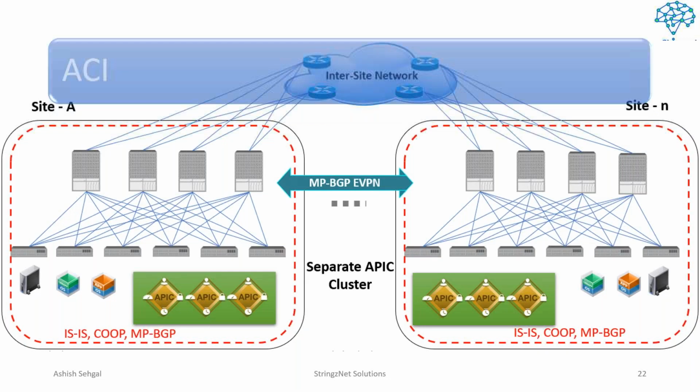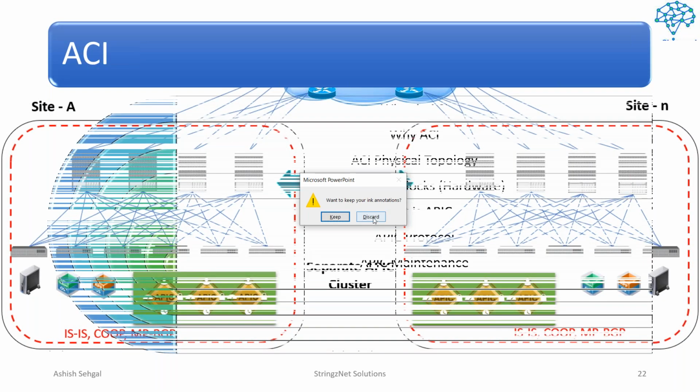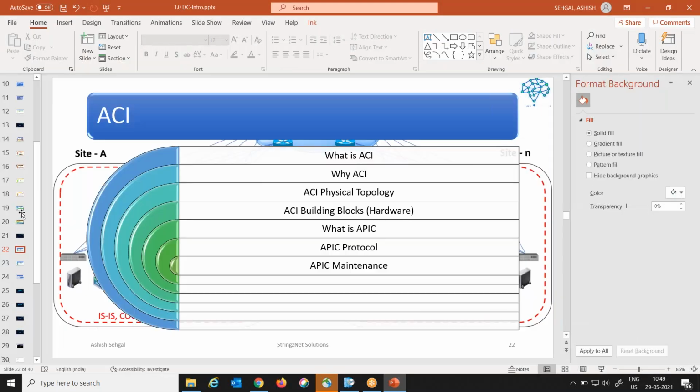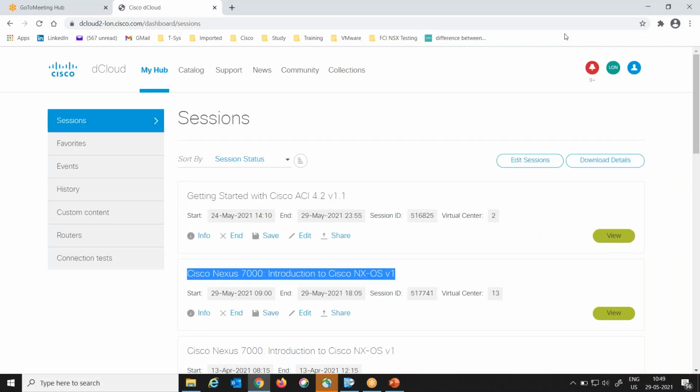Let me show you one of the labs. Cisco dCloud is already open. Okay, this is the lab. This is the basic lab, which is one of the beautiful labs. The name of the lab is Getting Started with Cisco ACI 4.2.